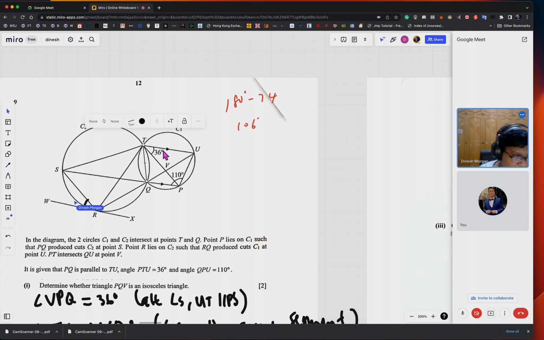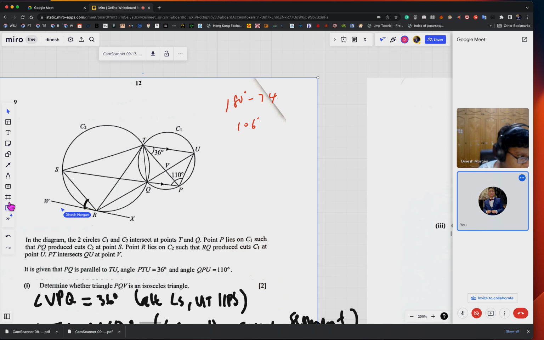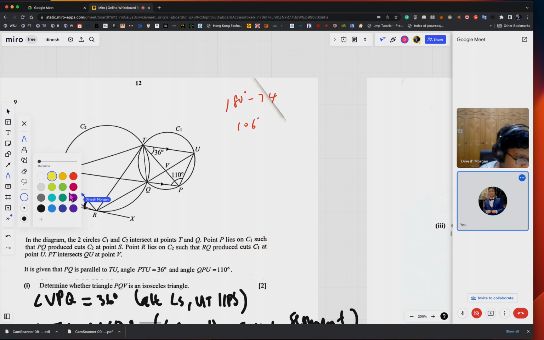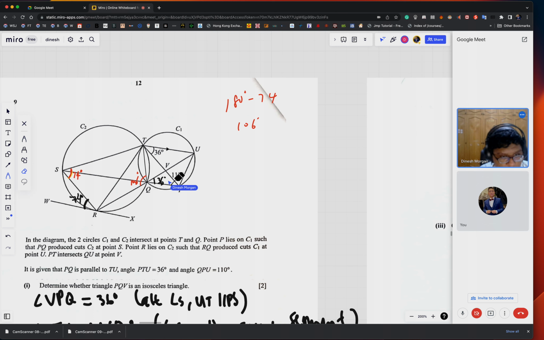SRW 74. Please, probably you need to make your stroke more skinny. Okay, I'll help you out. 74. Yeah, very good. Thank you. So this is 74. Choose a different color. This is 74. Then this is 106, right? Yeah. And what else do you have? 36. Very good. Thank you.